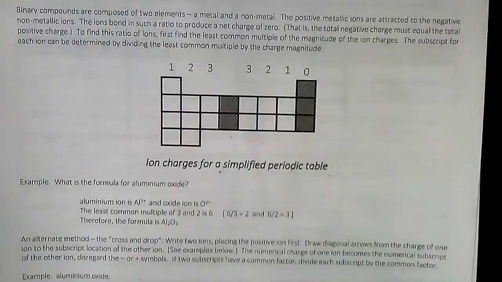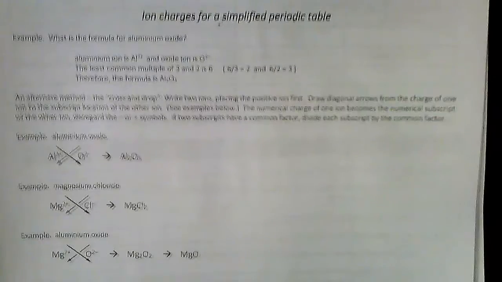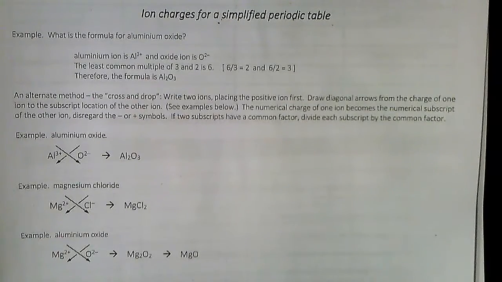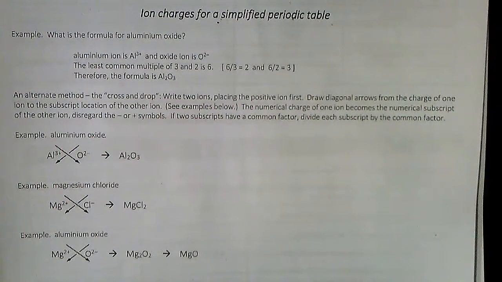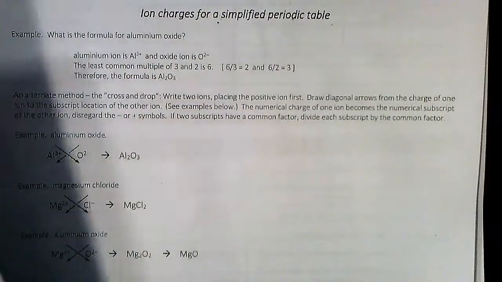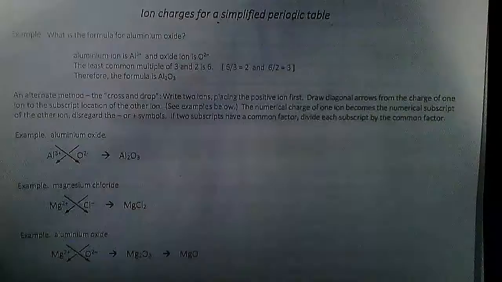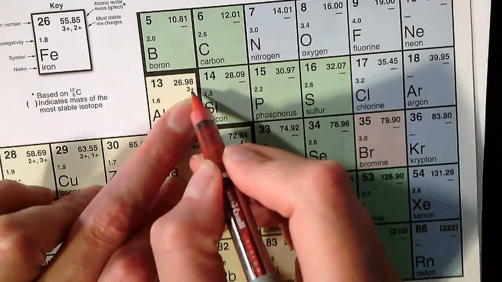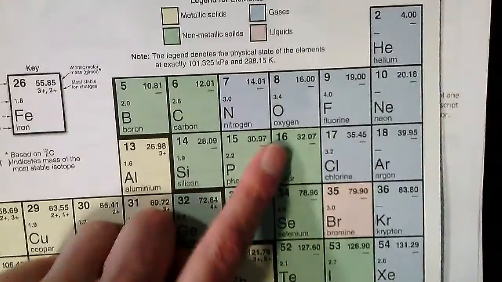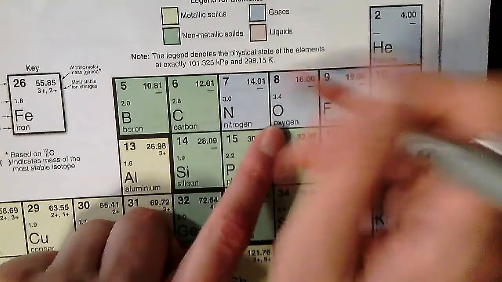Okay? So, how do we write the formula for something? If we have aluminum oxide, we're going to need to figure out what the charge of aluminum is and the charge of oxygen. So we need to find aluminum on the periodic table. There it is. It has a +3 charge. We also need to find oxygen, and it is 0, 1, 2. It has a -2 charge.